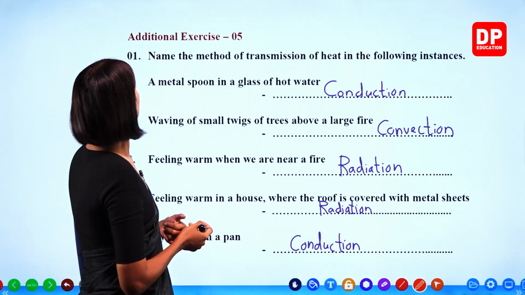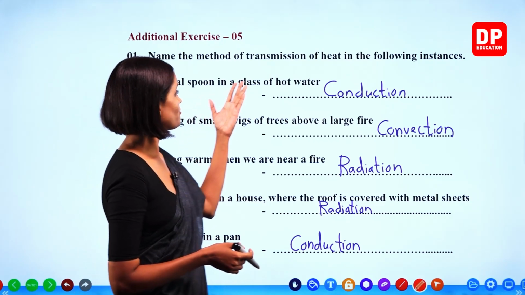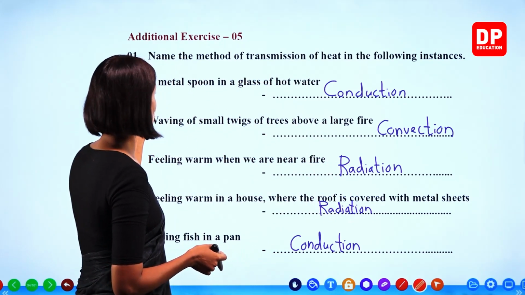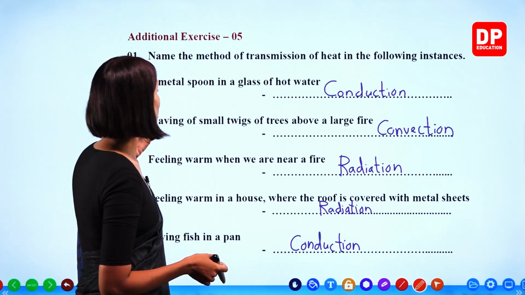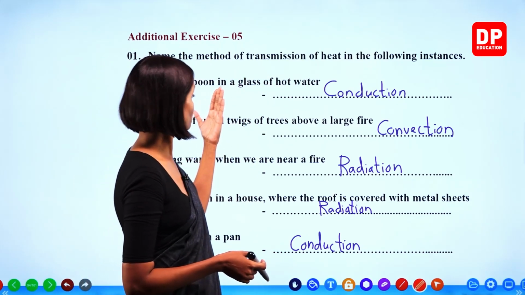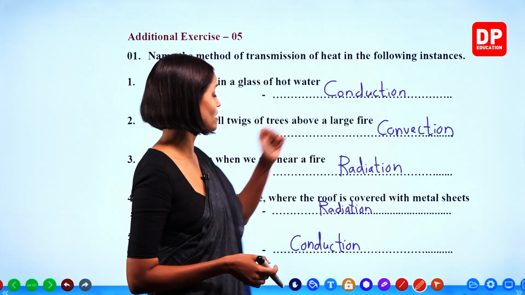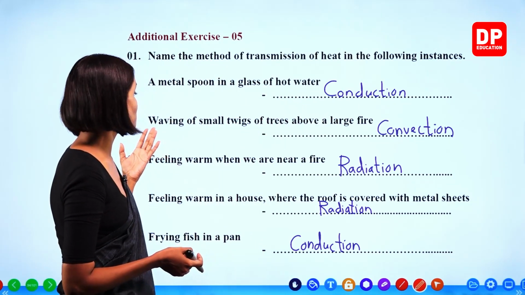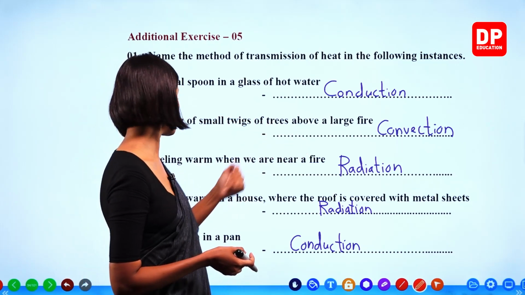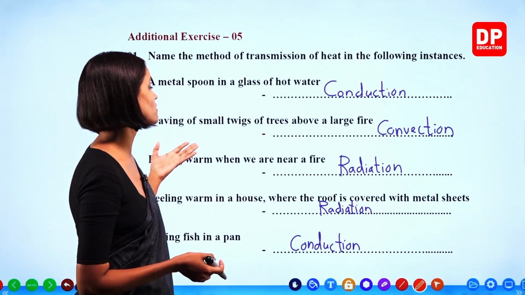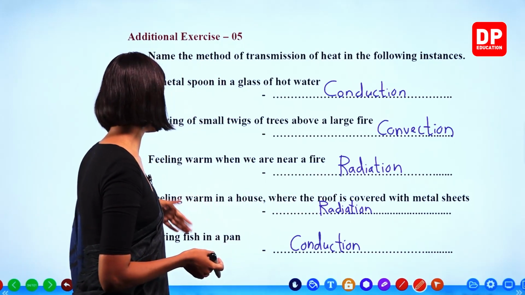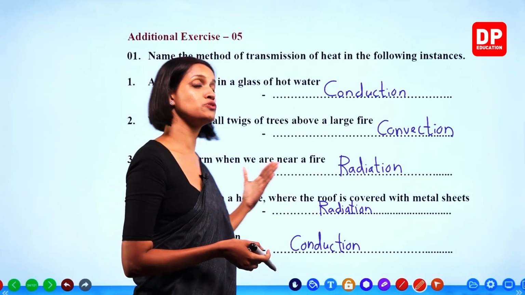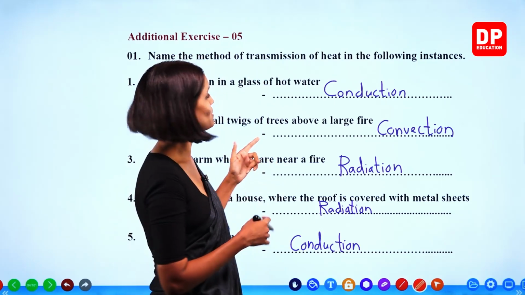Right, children? So, name the method of transmission of heat in the following instances. A metal spoon in a glass of hot water, by conduction. Waving of small twigs of trees above a large fire, due to convection. Feeling warm when we are near a fire, radiation. Feeling warm in a house where the roof is covered with metal sheets, that's also due to radiation. Frying fish in a pan, it gets heated up due to conduction. Right? We'll move on to the next.